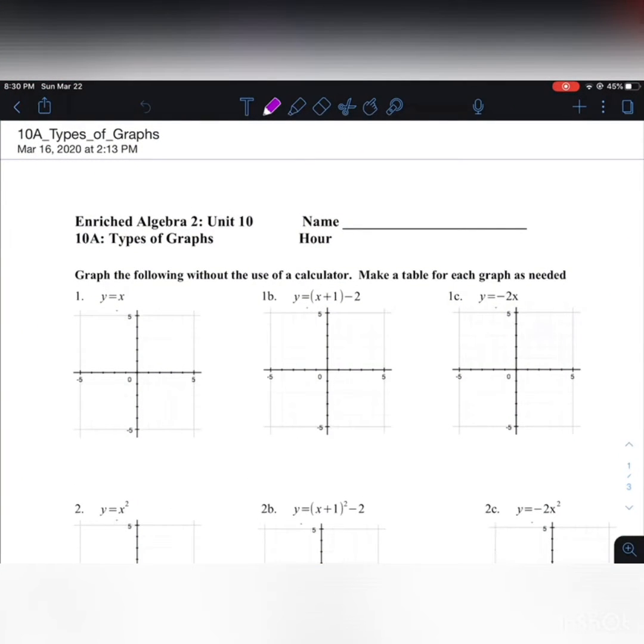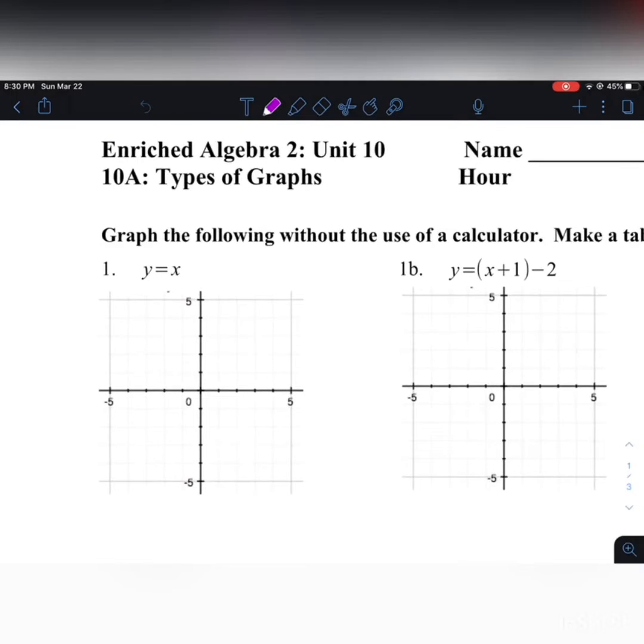We are continuing to talk about 10A types of graphs. All right, so let's see what we have here. The first graph is y equals x. So this one, as you are well aware, is a line.